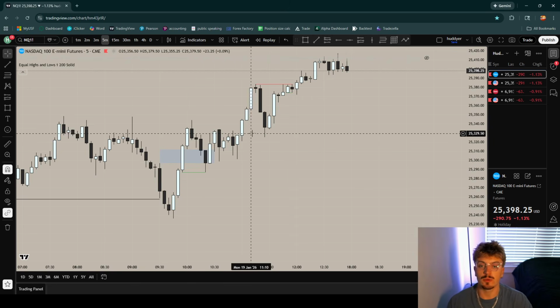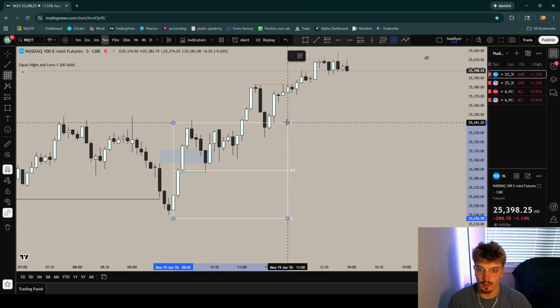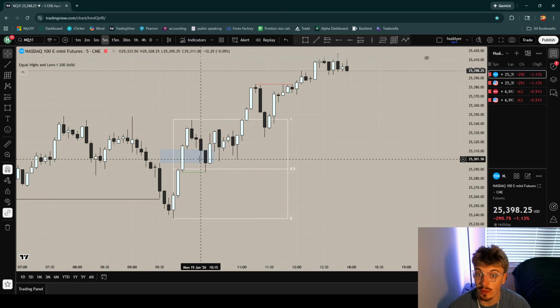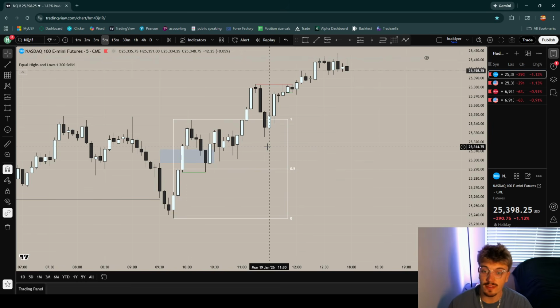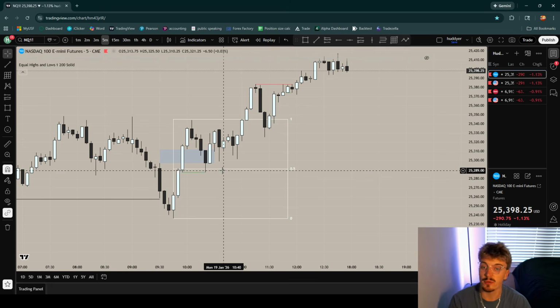Next, what do we have? Do we have equilibrium? Let's check. Boom, there you go. We have equilibrium of the range as well, right? Now, everything is looking perfect. It's all looking beautiful, okay? We have our lower time frame reaction. We have the higher time frame draw on liquidity. We have the higher time frame reaction, right?